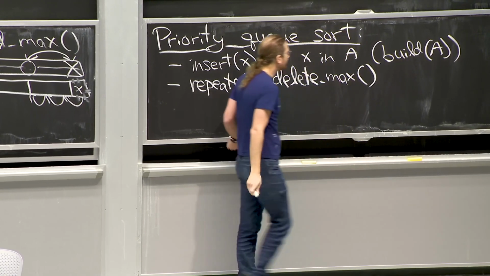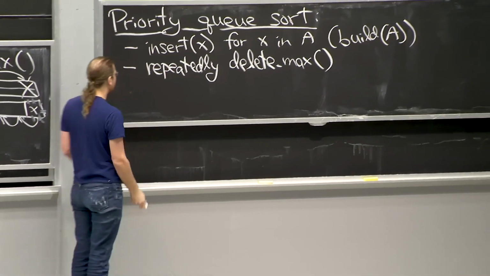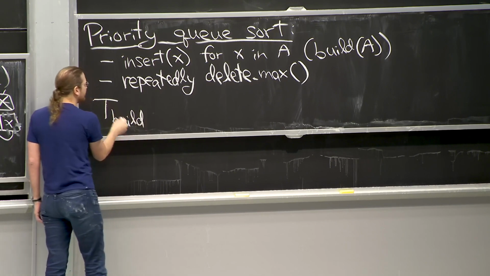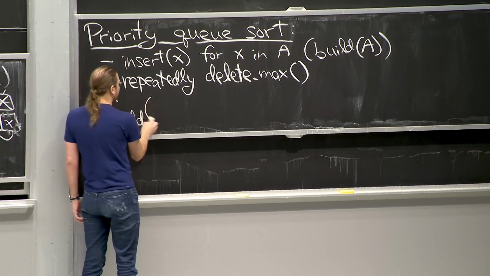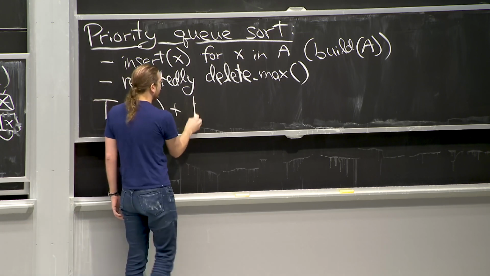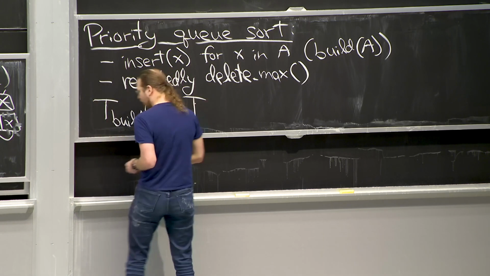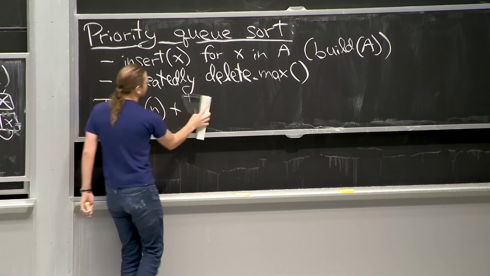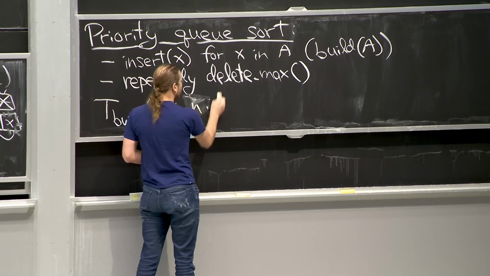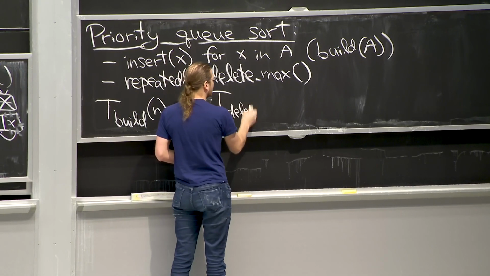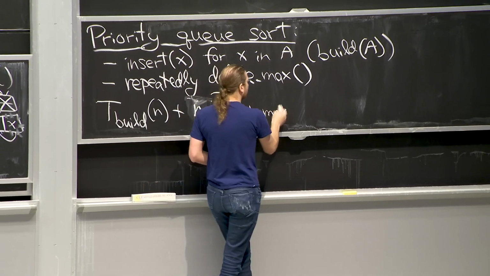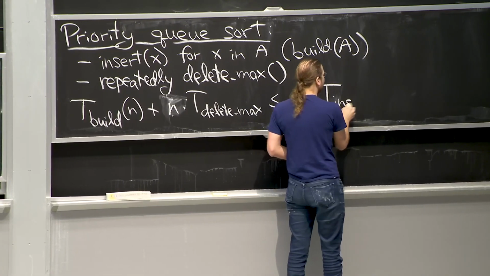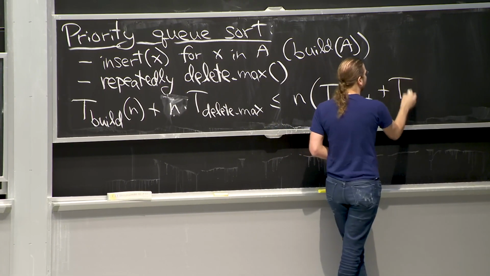Okay, how much time does this algorithm take? I'm going to introduce some notation here. It takes however long it takes to build n items. Call that T sub build of n, plus n times the time to do a delete max. Or we can write this as n times the time to do an insert plus the time to do a delete max.